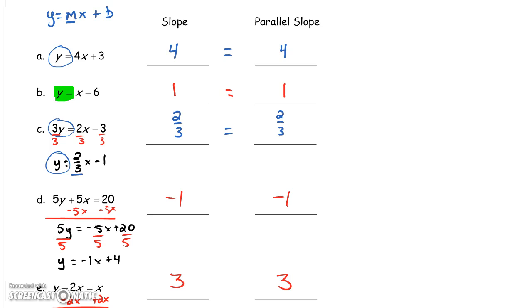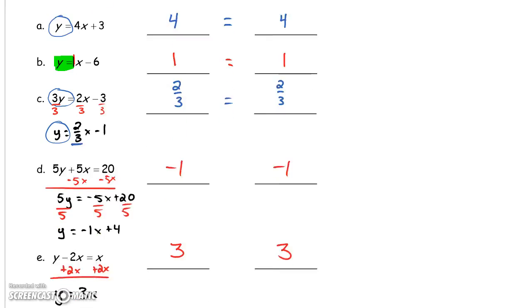So part B was the only one there that was actually solved for y already. We were able to identify that my x had a coefficient of 1, giving me a slope of 1 and a parallel slope of 1. In part D, I had to first subtract 5x from both sides, giving me negative 5x plus 20. Divide everything by 5, giving me y equals negative 1x plus 4. Negative 1 being my slope and my parallel slope.